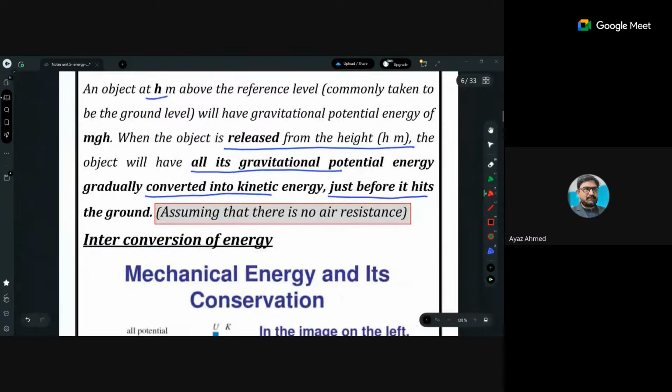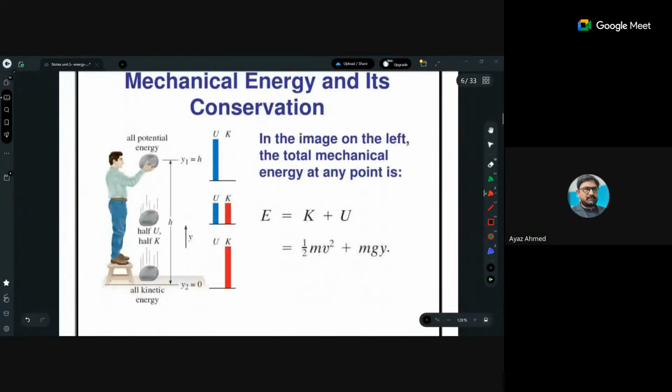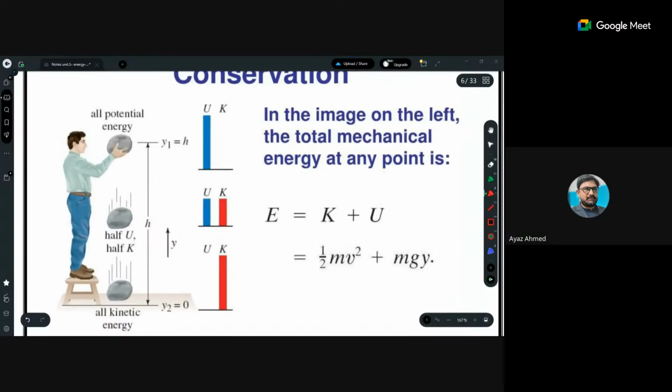So here is a diagram in which I have tried to show the interconversion of energy. This is a stone or a rock, and that person is holding it at a certain height h, and at this point it is at rest, but it has all of its energy as potential energy. So I can say that its energy is gravitational potential energy there.